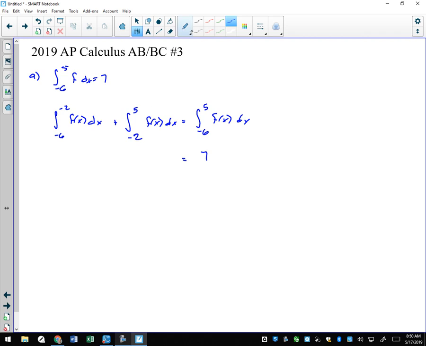Let's see if I can figure out -2 to 5. This is my unknown. I'm trying to solve for that. So I'm guessing the area from -2 to 5 is going to be somewhat easy to find. So I'm going to kind of draw it right here. I would screenshot it, but I don't think I'm allowed to, because I did screenshots a couple of years ago and College Board told me that I wasn't allowed.